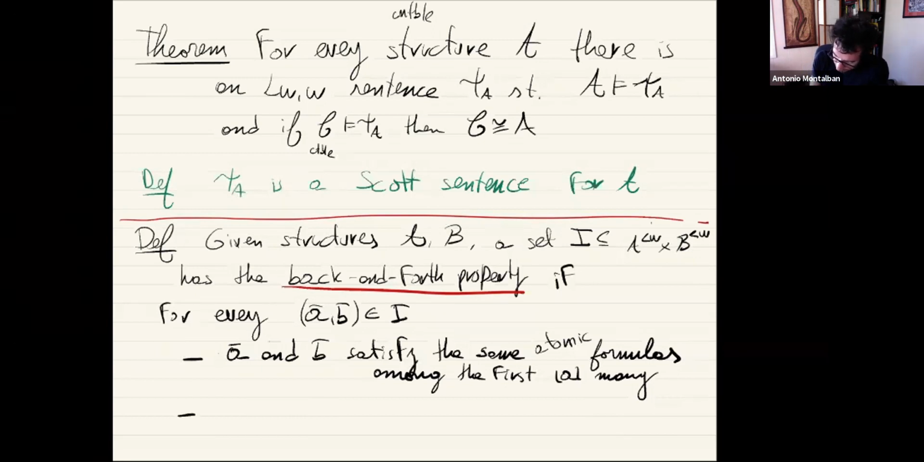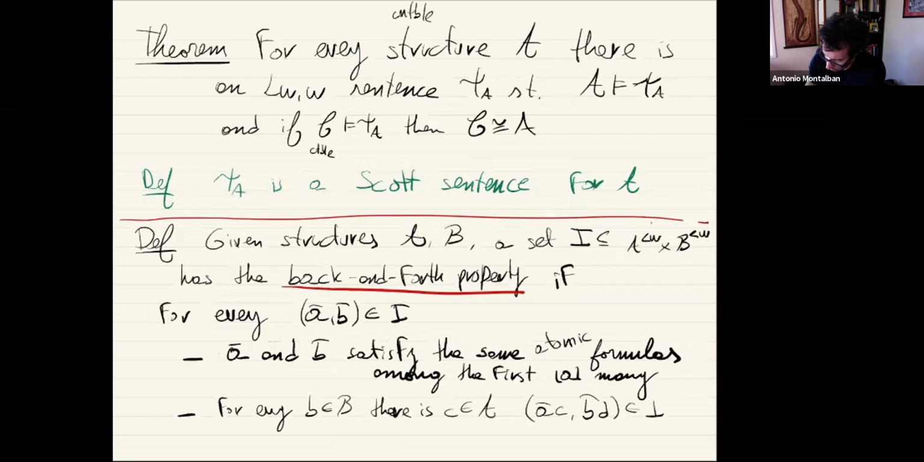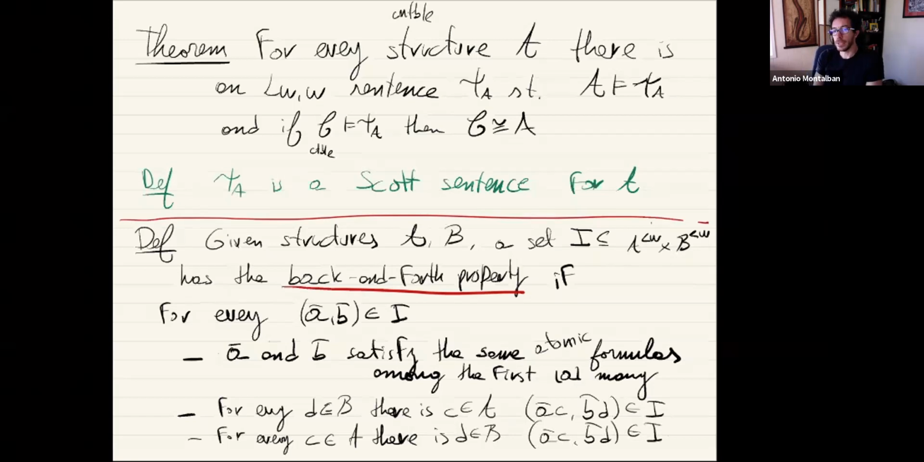And then I'm going to say, for every d in B, there is c in A such that a c, b d belongs to I. And for every c in A, there is d in B such that a c, b d belongs to I. So these are the back and forth properties.